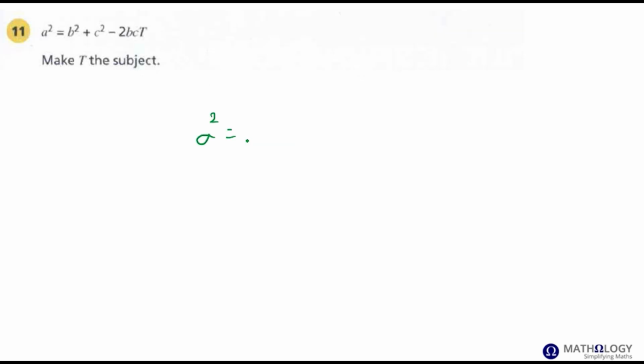A squared equals b squared plus c squared minus 2bc uppercase T. We want to make t the subject of the formula. So first let's identify where t is and what's holding it together. We have this term here, minus 2bct.